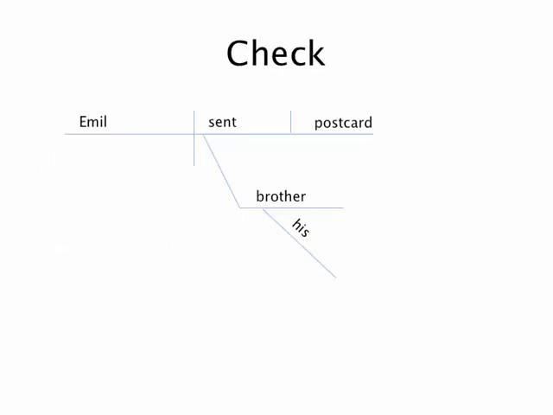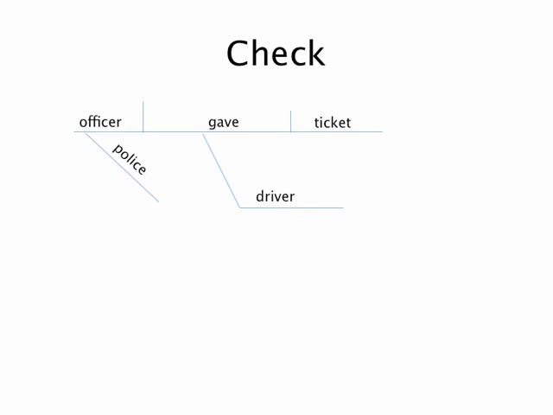Okay, so in this one, Emil was the subject, the direct object was postcard, and to whom it was sent, it was to the brother. Next one, the officer gave a ticket to whom? The driver. So the sentence was, the police officer gave the driver the ticket. Okay, the angry baseball player threw the catcher the ball. Catcher is our indirect object. And the cashier handed Sarah cash. To whom? Sarah. So that is our indirect object.